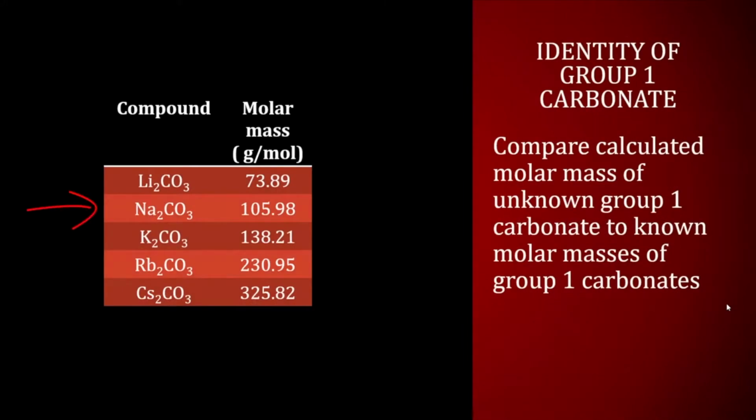Using molar masses of known carbonates, we can simply match up the molar mass that we determined from experiment with the molar mass of known carbonates, and from here we can determine the identity of the unknown metal carbonate.